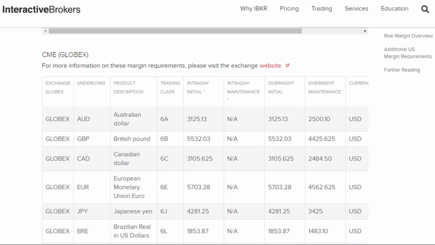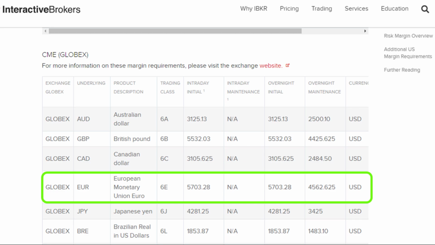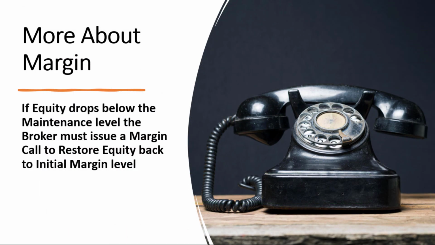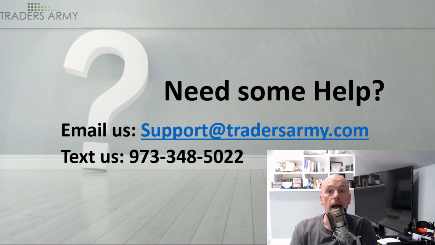And so it's the same asset that you're trading, just with different margin amounts on each one. But if your equity drops below the maintenance level, the broker must issue a margin call in order to restore the equity back to that initial margin level. And so this is where a lot of traders and investors get hung up, is that they don't understand the difference between initial margin and maintenance margin, and the fact that when intraday trading is over, it switches over to the maintenance margin amount.